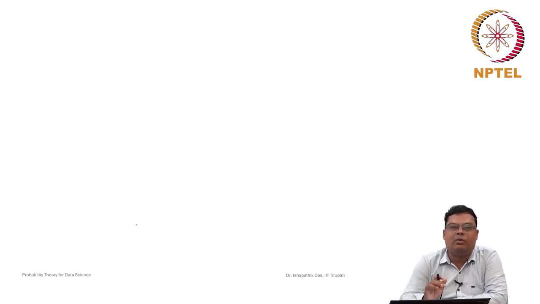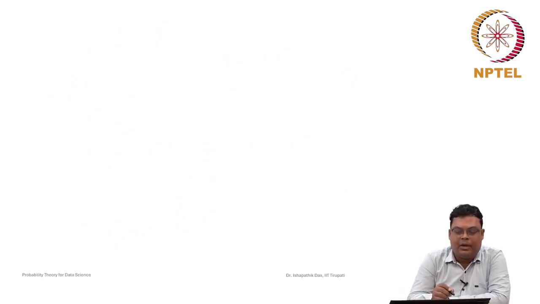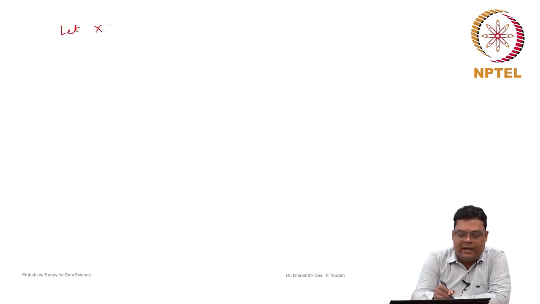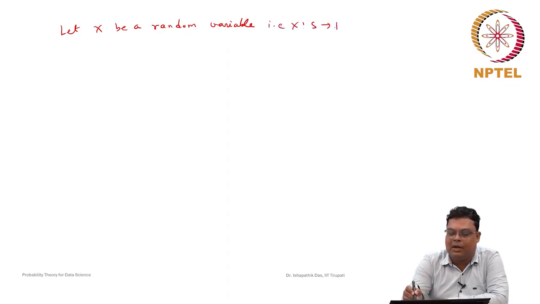So we want to define it as a function, because for any x you give, we get some value, so it is a kind of function. This function is denoted as follows. Let X be a random variable. Usually we don't always say that X is a function from S to R; for simplicity we just say X is a random variable. That means it is a function from S to R. Not only that, it is a measurable function, and S is the sample space associated with the random phenomena.